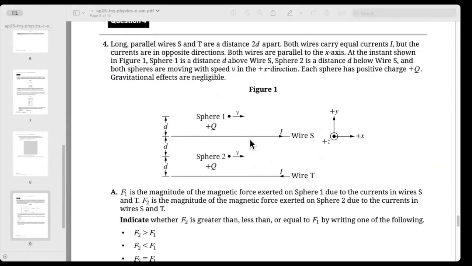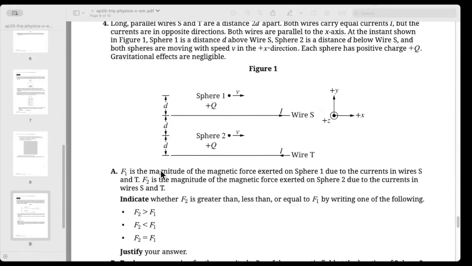And oh wow, okay, you have two spheres. This one, like with the mechanics one, it seems like this one's gonna be hardest. So I'm gonna try not to let my brain shut down right now. Yeah, okay, and they both have positive charge and they're both moving in the plus x direction. So F1 is the magnitude of the magnetic force on sphere 1, and F2 is the magnetic force on sphere 2 due to both currents, and we have to figure out their forces. Okay, this is actually easy.